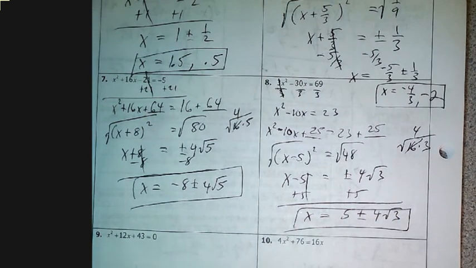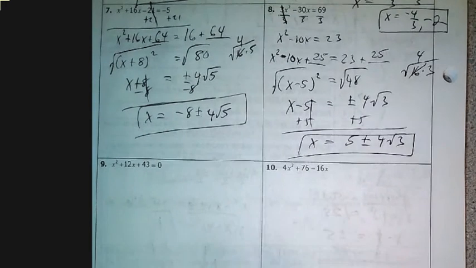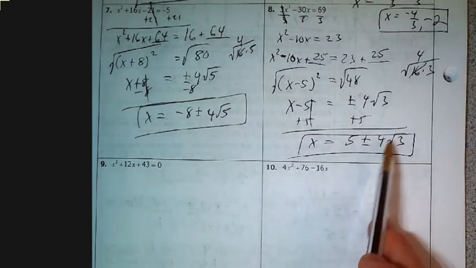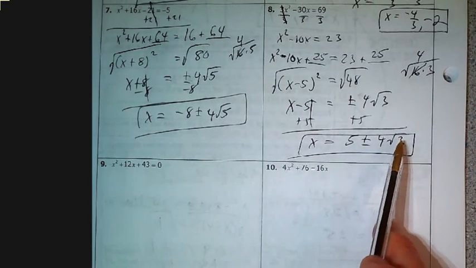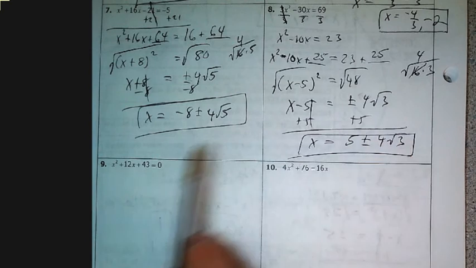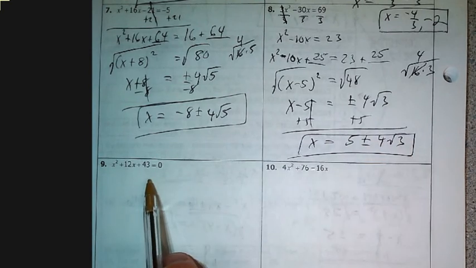All right, number 9. Now, number 9 is no more difficult than any of these other ones. The only difference is we're going to end up with an i, and that's fine. It just makes it a complex answer. Instead of being irrational, this one is irrational because of the square root of 3. This one's going to be complex because there's going to be an i.